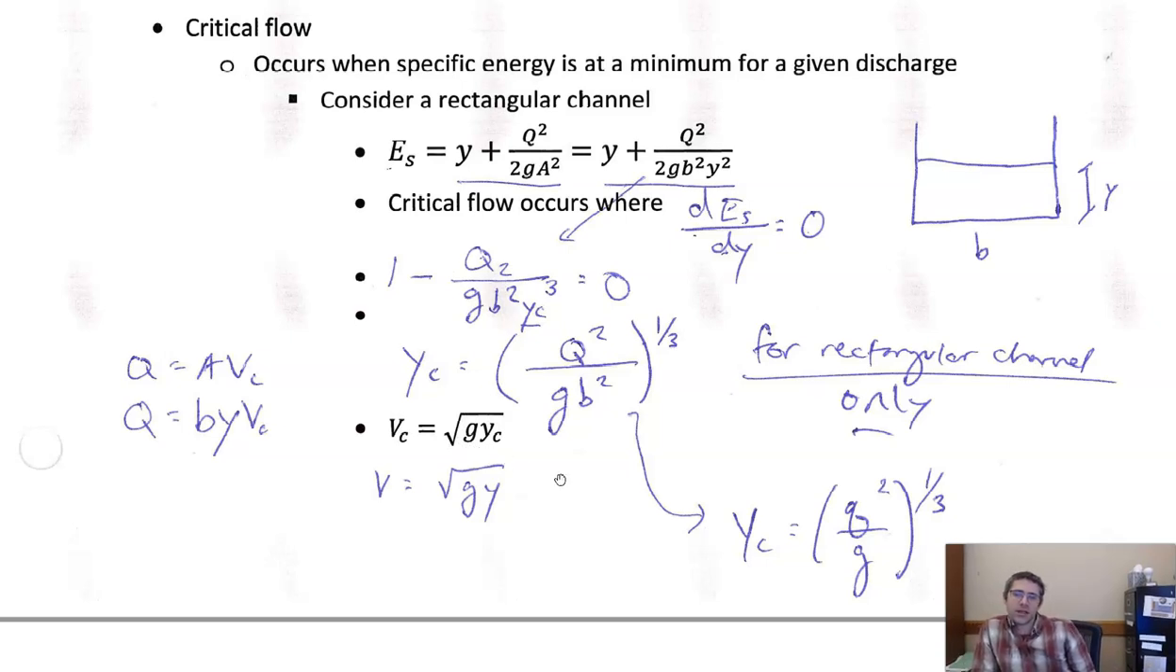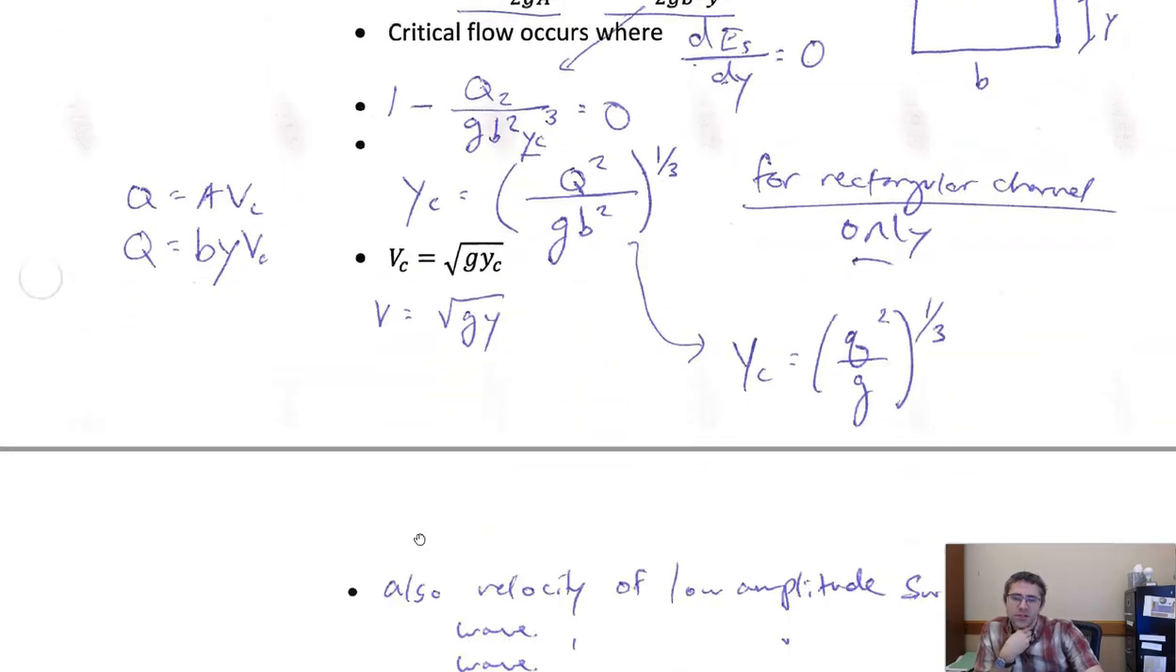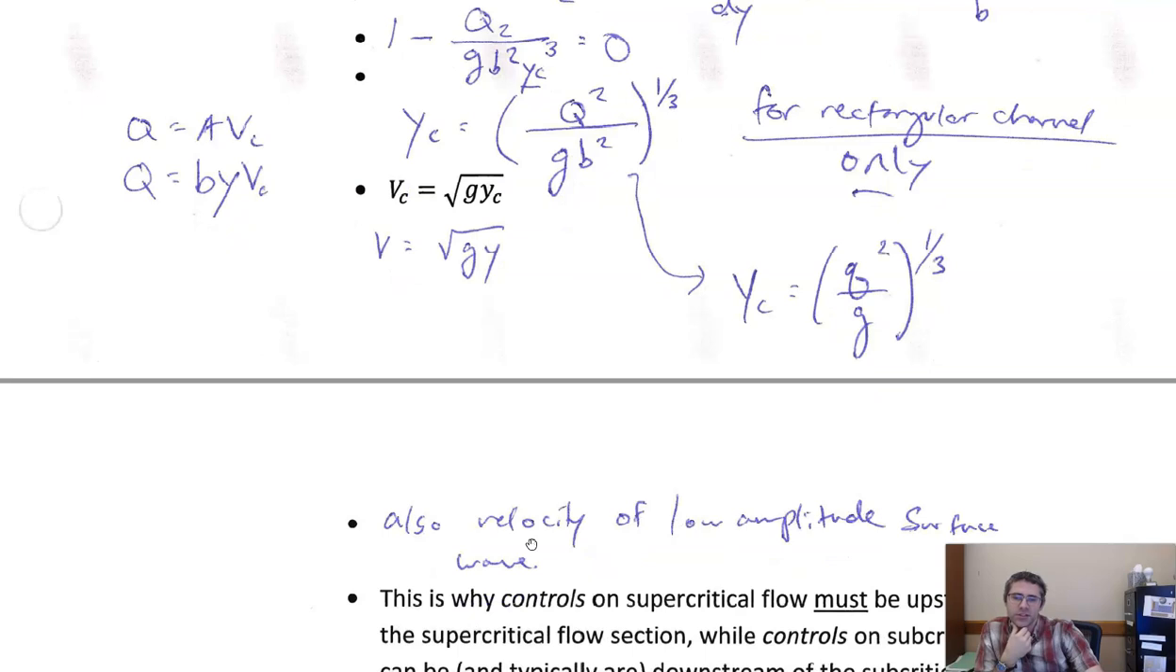And this is really useful, and it's interesting that the only thing that the critical velocity depends on is what the critical depth is. So for whatever the critical depth is, we can automatically know what the critical velocity is in a rectangular channel. And in fact, this can be shown to be generally true for any channel. And it's really interesting because I'm not sure if you covered this in fluid mechanics or not, but this is also the velocity of a low amplitude surface wave.